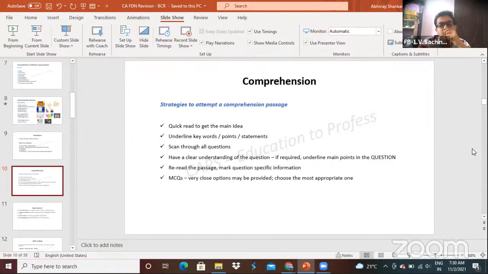Quick read to get the main idea. Underline the keywords, points, statements. Scan through all the questions. Have a clear understanding of the questions. If required, underline main points in the question.